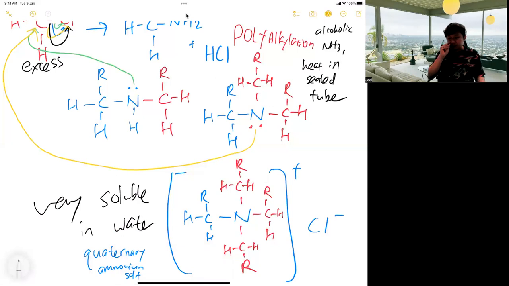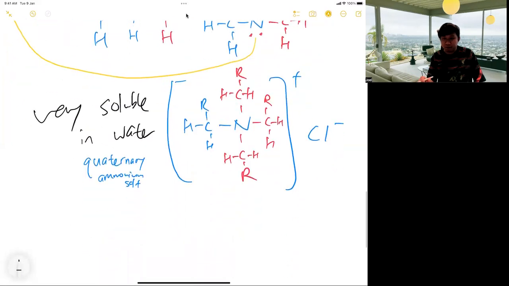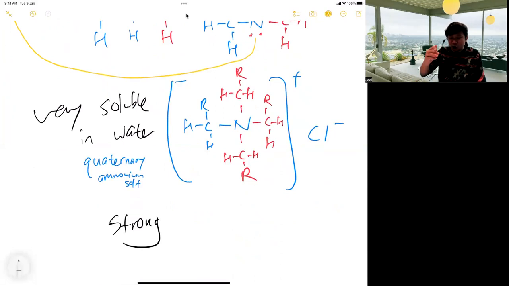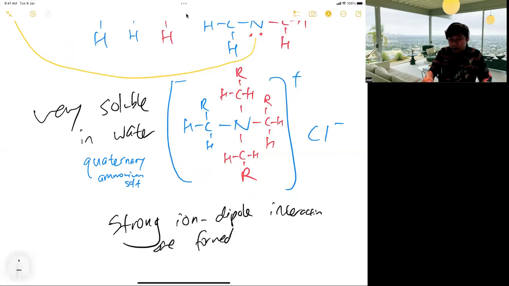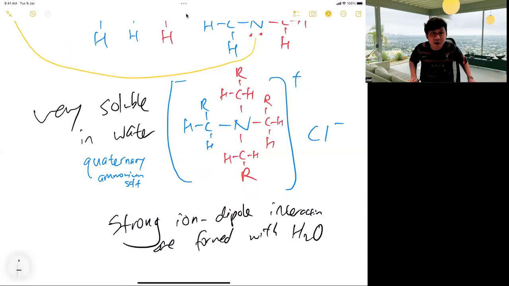Why is the quaternary ammonium salt very soluble in water? Explain why. They can ask you to explain also. Chemical bonding concept: whenever it's an ionic compound, strong ion-dipole interactions are formed with water. This releases sufficient energy to overcome the hydrogen bonding in water and the ionic bonds in this compound. So whenever it's an ionic compound, there are ions, it is very soluble in water. So this is another hint to tell you that an ionic compound is formed. Understand?